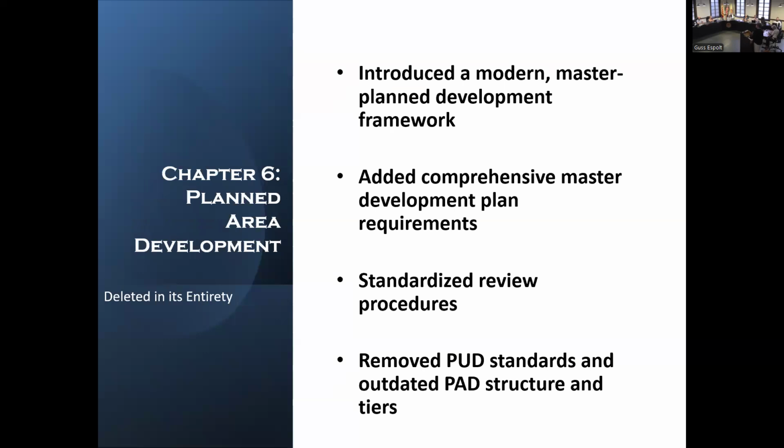All right, chapter 6 is the planned area development. So this chapter was actually deleted in its entirety and redone. So we did introduce a modern master plan development framework, which does require a comprehensive master development plan. We standardized the review procedures and we removed the PUD standards and outdated PAD structure and tiers.